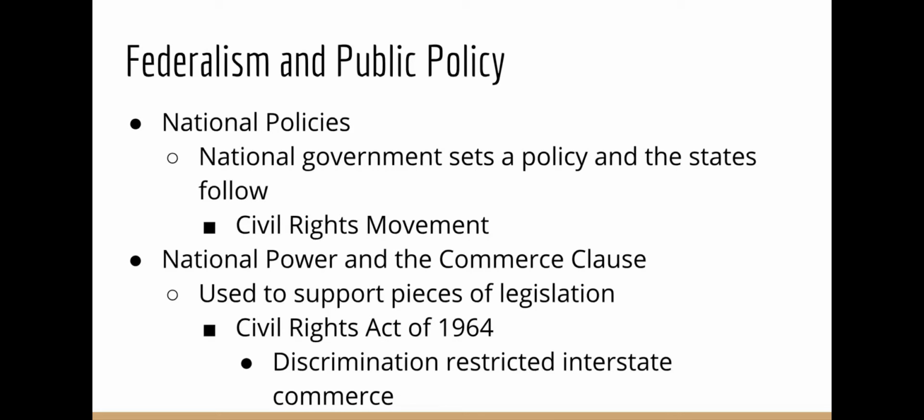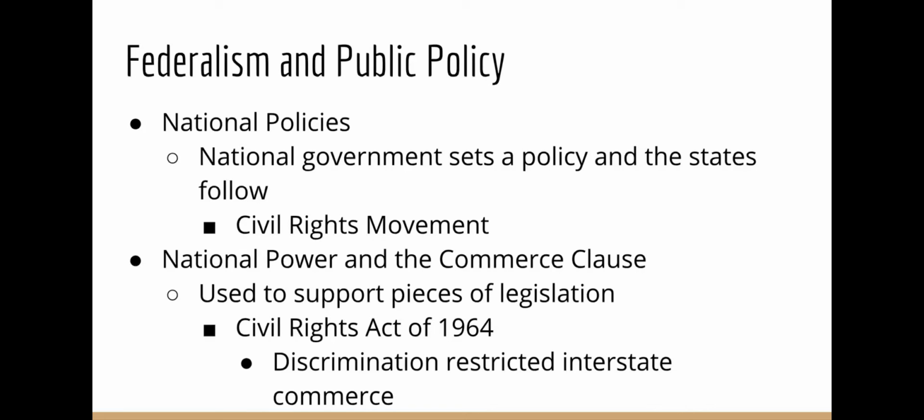With federalism, we also have national policies, where it works in reverse of how I just explained it. The national government sets a policy and then the states follow it. An example would be the civil rights movement, Brown versus Board of Education, the idea that segregation is illegal and unconstitutional. Because the federal government ruled that it was unconstitutional, the states then had to follow that decision.